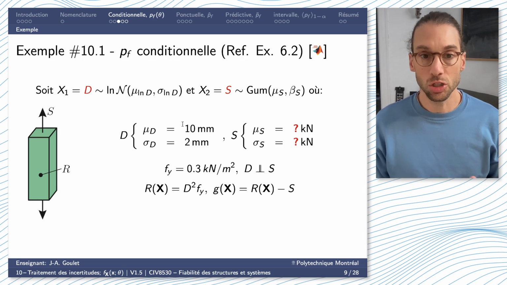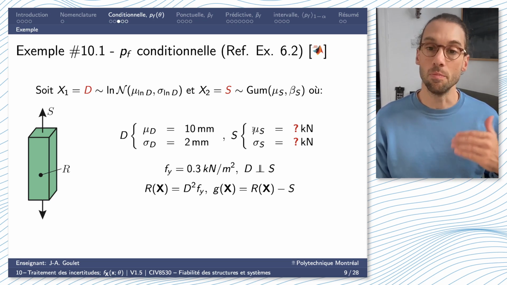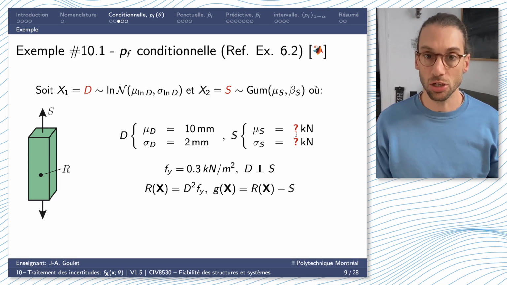So here we're going to assume that mu d and sigma d, the mean for the cross section, is 10 millimeter. Its standard deviation is 2. Those are given. But what if the mean for my solicitation or my standard deviation is unknown? How do I handle this?